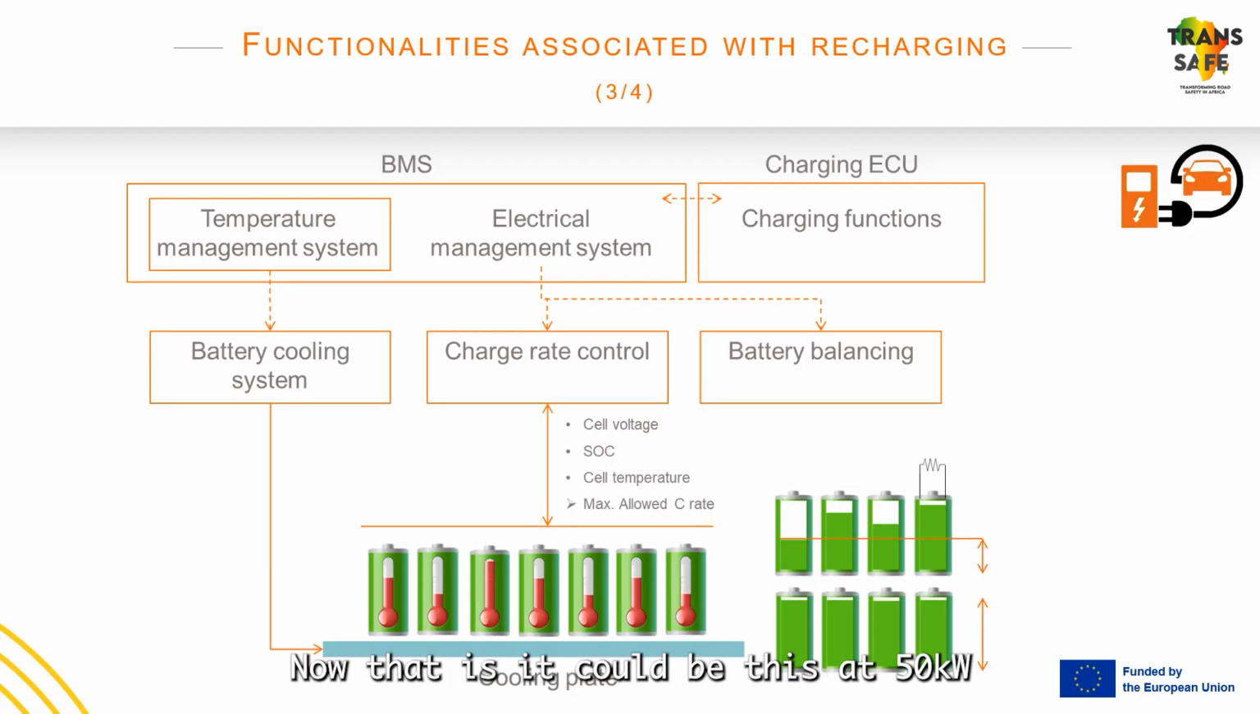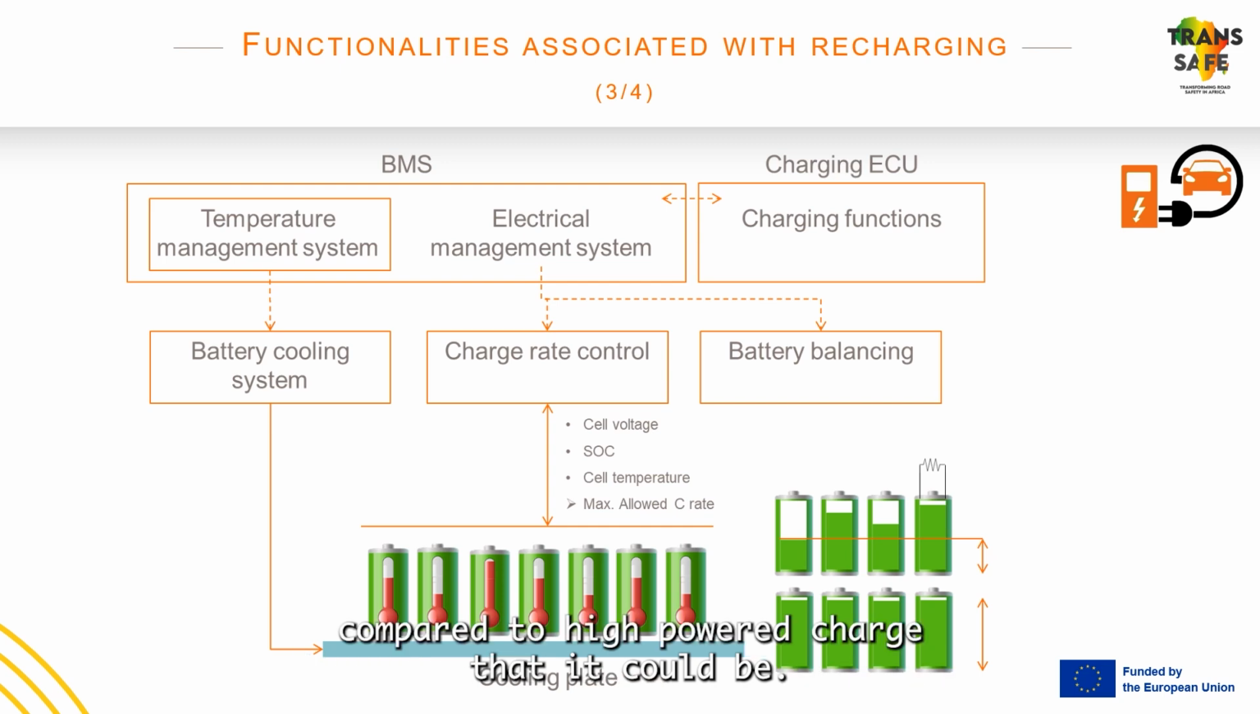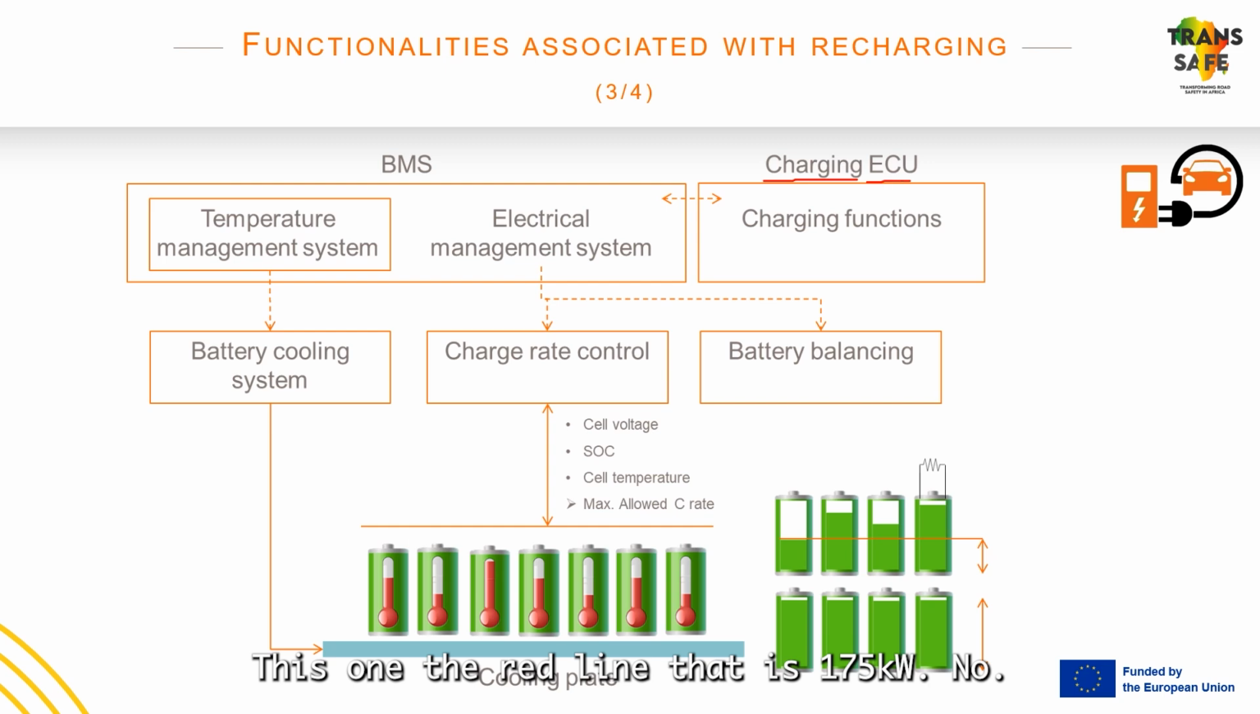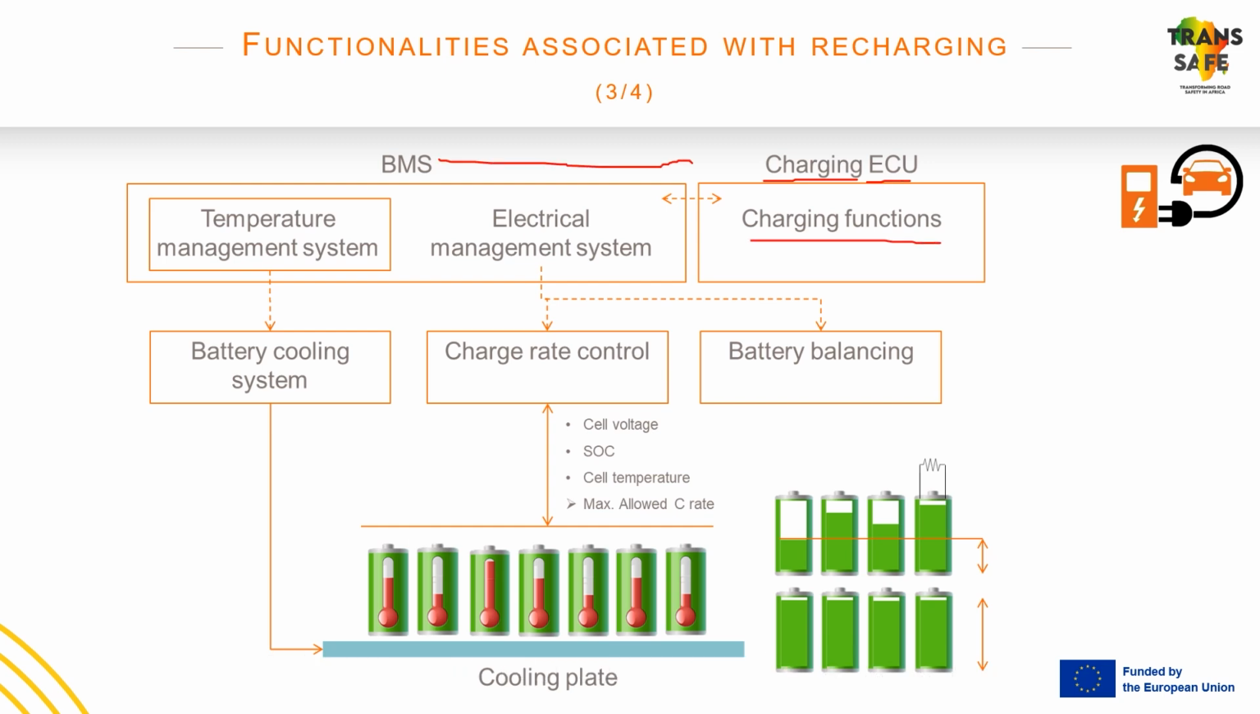It could be this at 50 kilowatts, compared to high power charge that it could be this one, the red line, that is 175 kilowatts. So what does the graph show us?